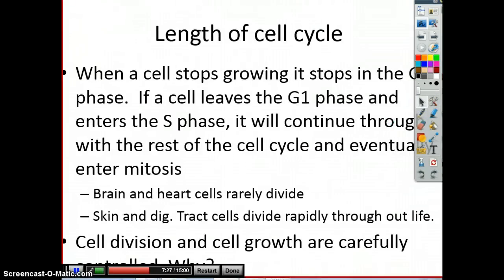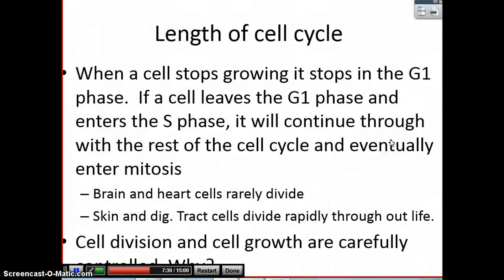The length of the cell cycle. When a cell stops growing, it stops in the G1. If a cell leaves the G1, it will enter the S, and then it will continue through the rest of the cell cycle, eventually entering mitosis, or cell division. I mentioned earlier, brain and heart cells rarely divide. So if you have a brain injury, your brain cells cannot necessarily reproduce to make new brain cells. Skin and digestive tract cells will divide rapidly throughout your life. Your digestive tract is constantly replacing its cells.